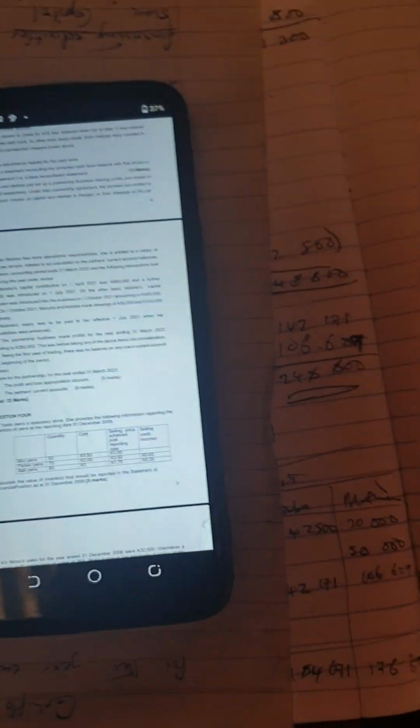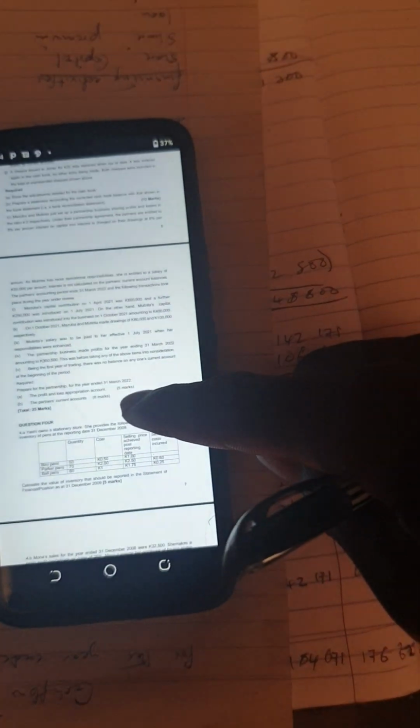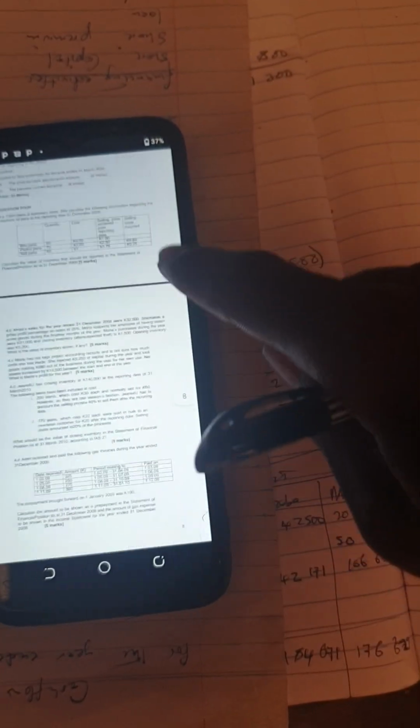Yeah, that was the end of question 3 2024. So I'm going to skip question 4. I think I'll come back for it later. So we're going to proceed to question 5, which is the last question of the 2022 paper.